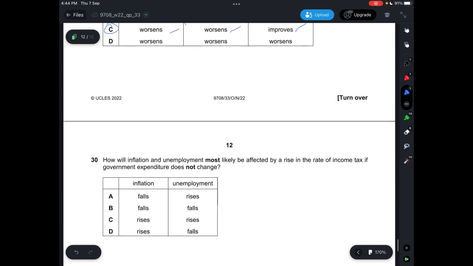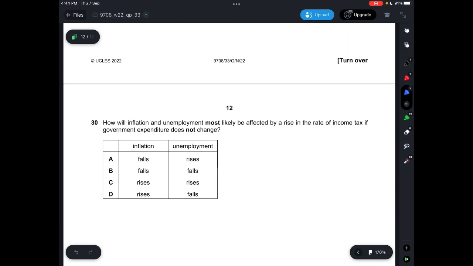So answer is C. Question 30, how will inflation and unemployment most likely be affected by a rise in the real income tax if government expenditure does not change? When there's a rise in the real income tax, the inflation would actually fall. So C and D are wrong. And unemployment would rise because when there's a real income tax, people would have less purchasing power. When there's less purchasing power, there'll be a decrease in demand, and then more people will be out of business because of this. So answer is A.